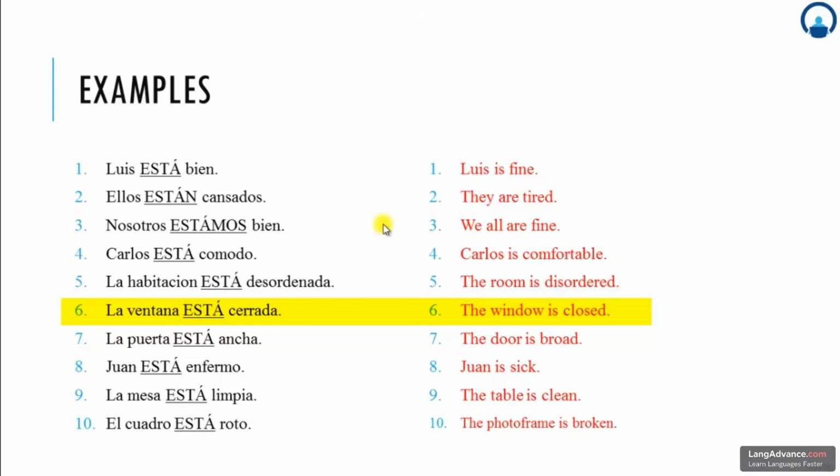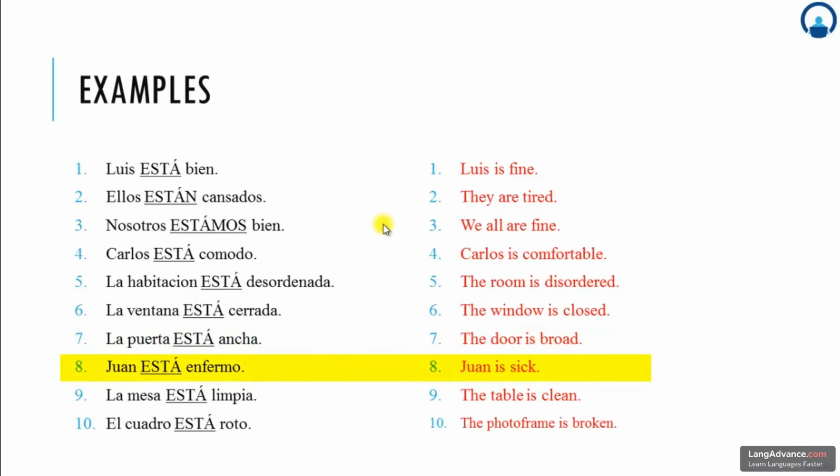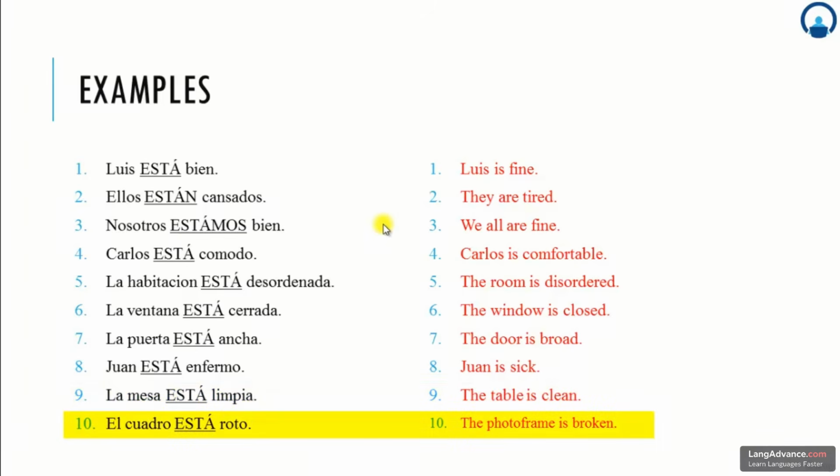Ventana means window and cerrada means closed. La puerta está ancha. The door is broad. Juan está enfermo. Juan is sick. La mesa está limpia. The table is clean. Limpia means clean. El cuadro está roto. The photo frame is broken. Roto means broken and cuadro means a photo frame.